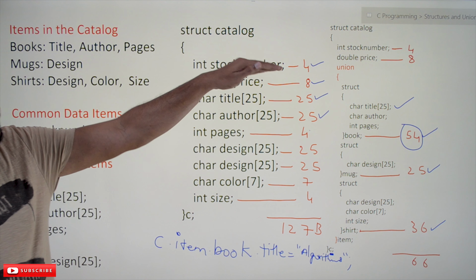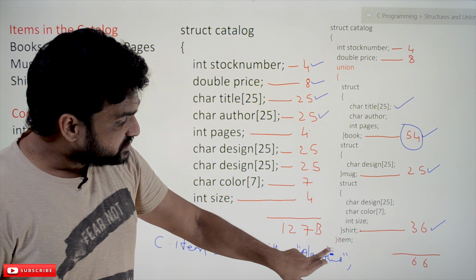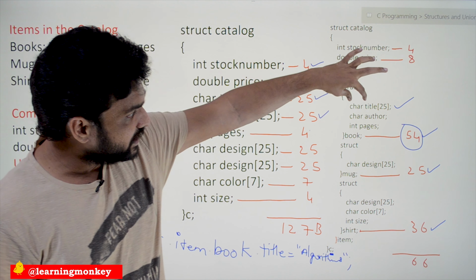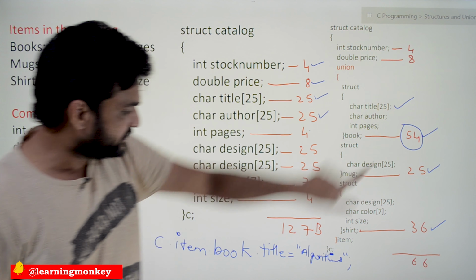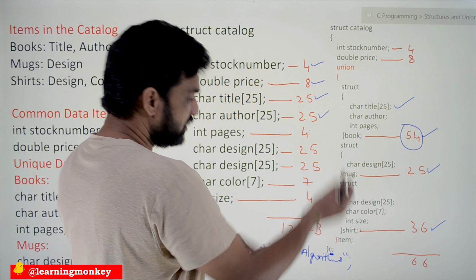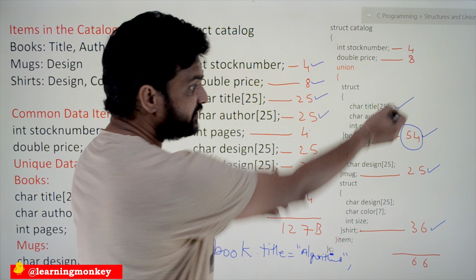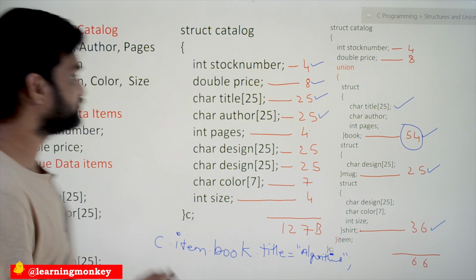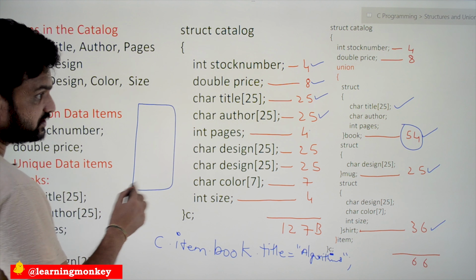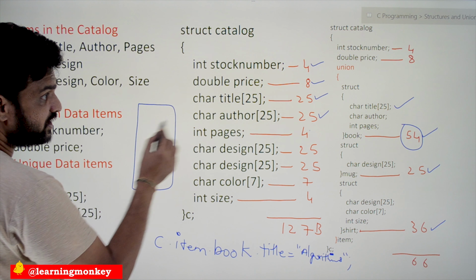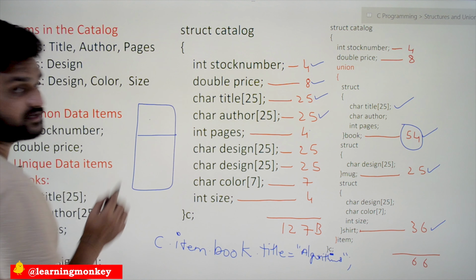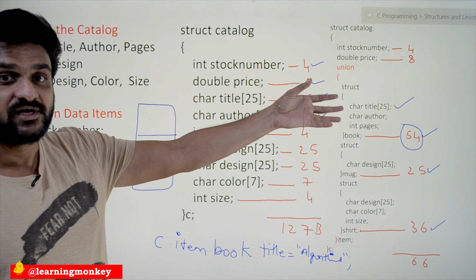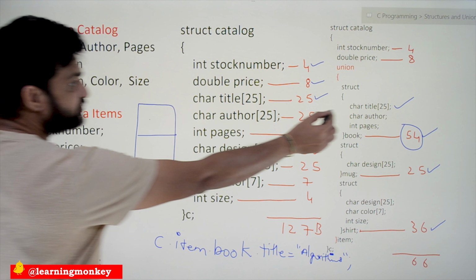So in order to access that specific item, for C, using C dot items means in this union we are going to go for book, and in that book we are going to go for title, and the title name is algorithm. So what happens is, in the 54 bytes of space, this union is going to have 54 bytes, right? In that 25 bytes will be there for title. So these 54 bytes can be used by any one of those structures. Okay, so 25 bytes will be used for title.